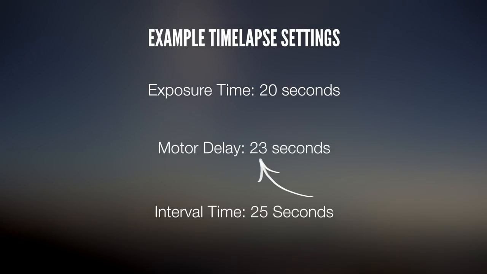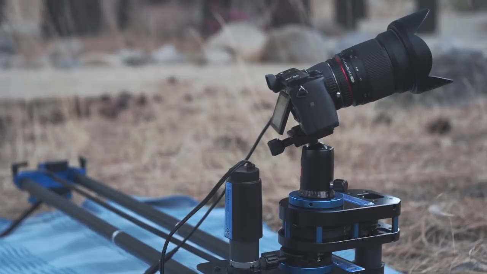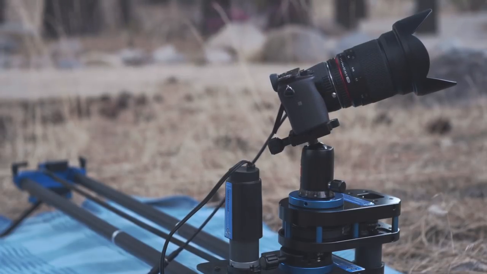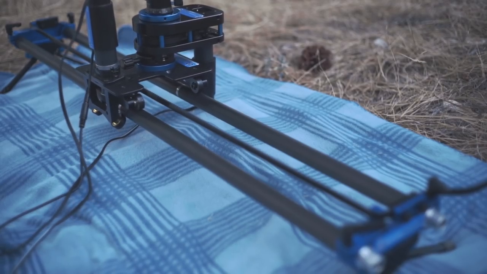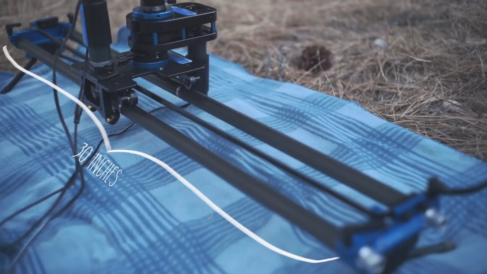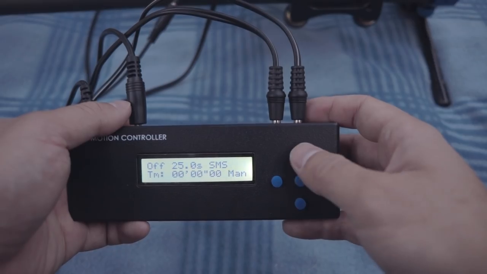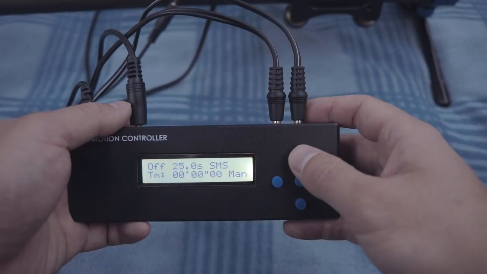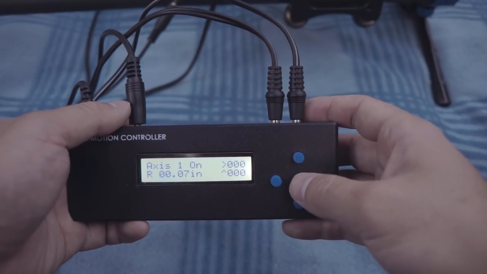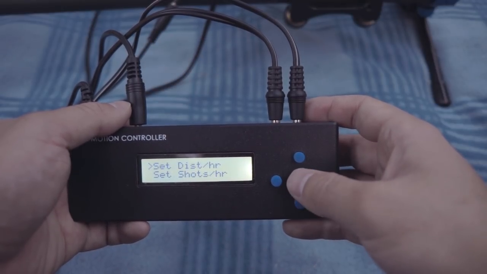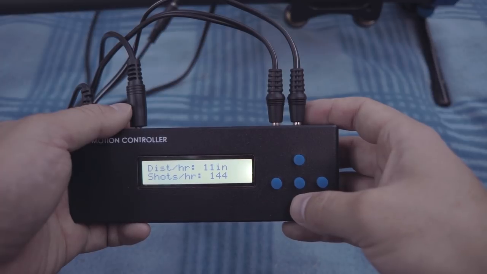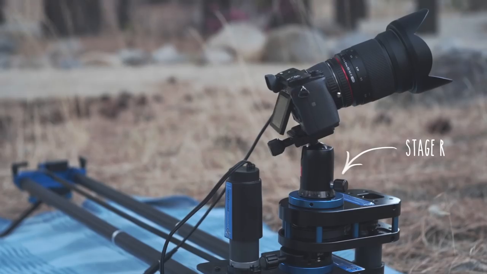Now that we have the motor delay set and the interval set, we're ready to program each of the axes. For this example, I want the time lapse to shoot for a full 3 hours. Since I know that my slider has about 30 inches of travel, I want it to move at about 10 inches per hour. So I'll select the axis 1 control, and I'll set the distance per hour to 10 inches per hour.